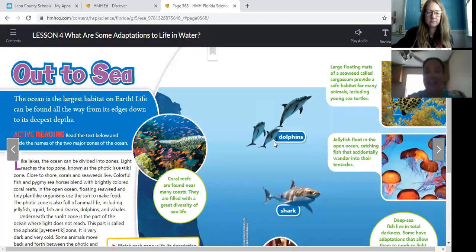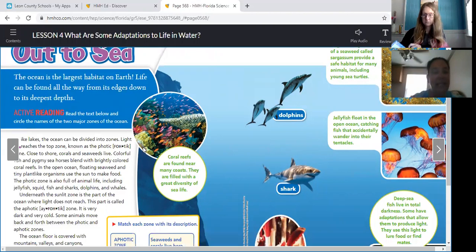And now we're in the ocean, out to sea. The ocean is the largest habitat on Earth. Life can be found all the way from its edges down to its deepest depths. Like lakes, the ocean can be divided into zones.